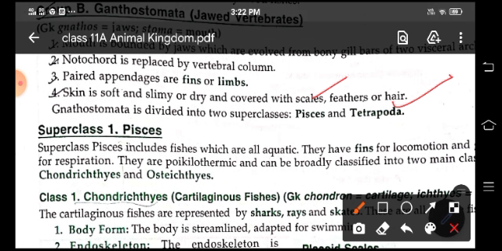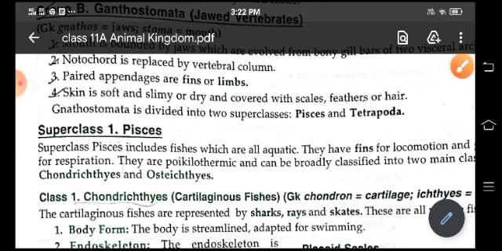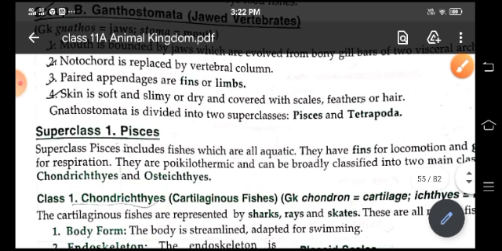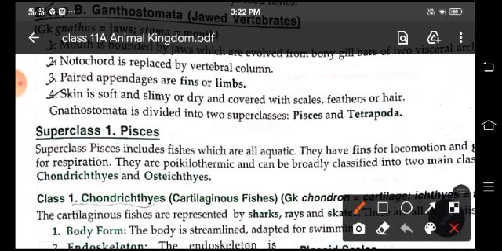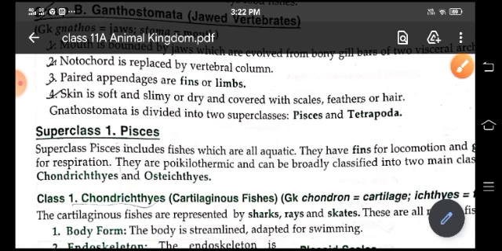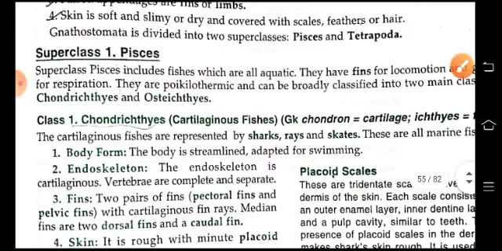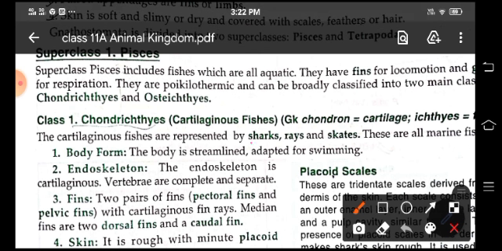The superclass Pisces includes the fishes which are aquatic in nature and they move with the help of fins and they have gills for respiration. They are poikilothermal and they can be classified into two main classes, Chondrichthyes and Osteichthyes. Chondrichthyes are the cartilaginous fishes and they are represented by sharks, rays and skates.